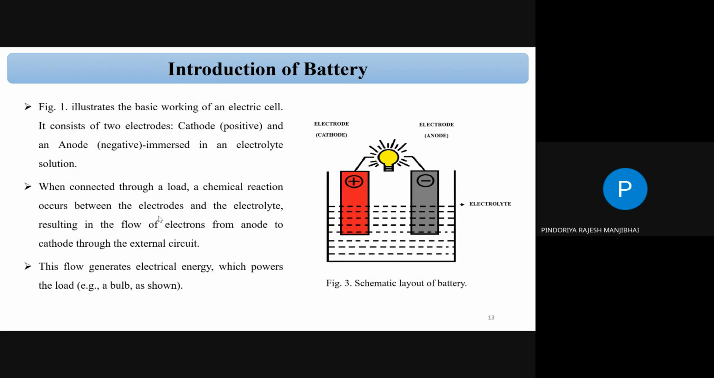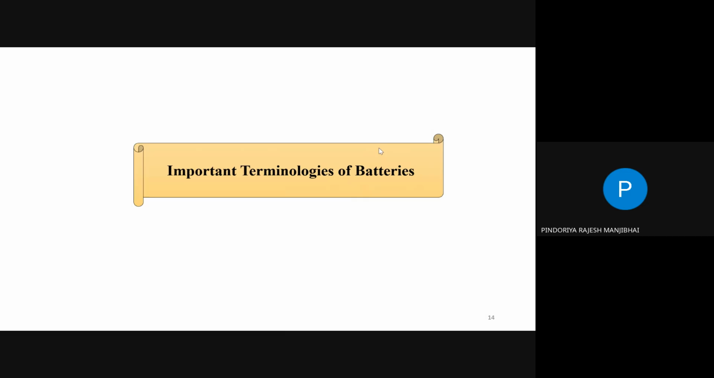So you can see this is the lamp, connected between the positive and negative, and your lamp glows. Okay. So this is the fundamental of the battery: how batteries work, which type of material we have to use, and the major components. There is an anode, cathode, separator, and electrolyte. Okay. Now we are going to the next topic.